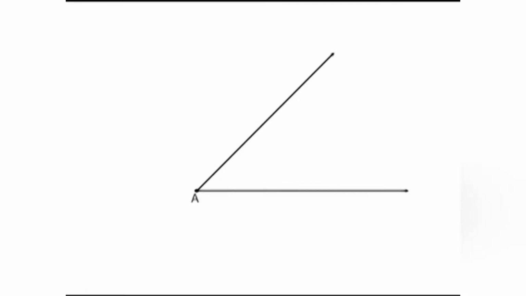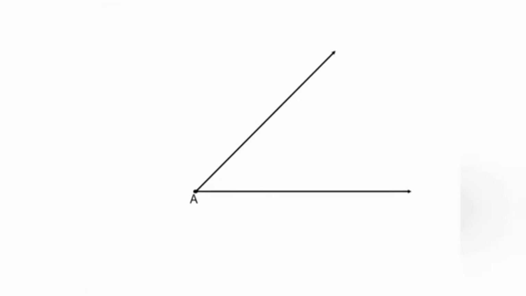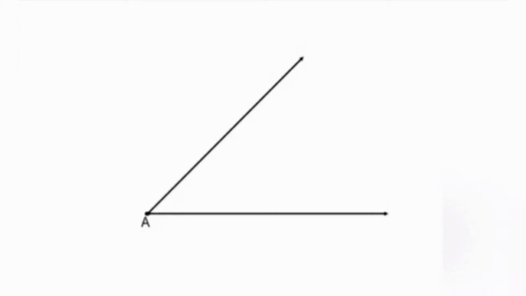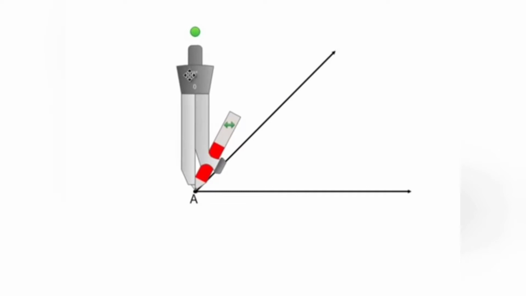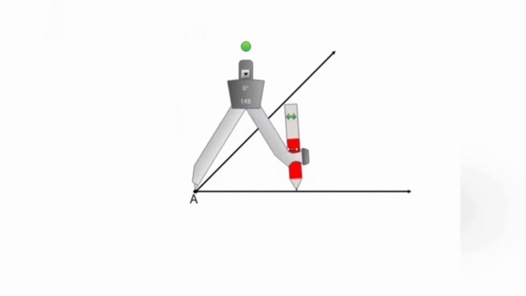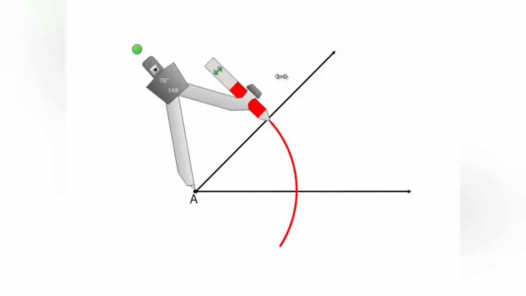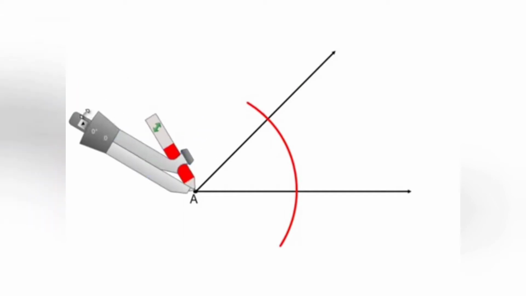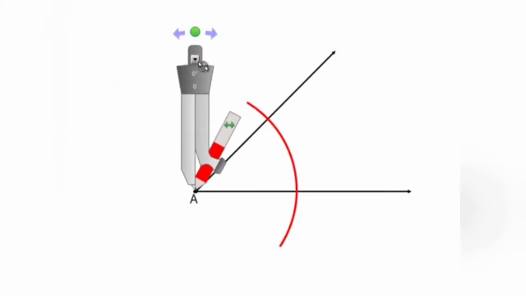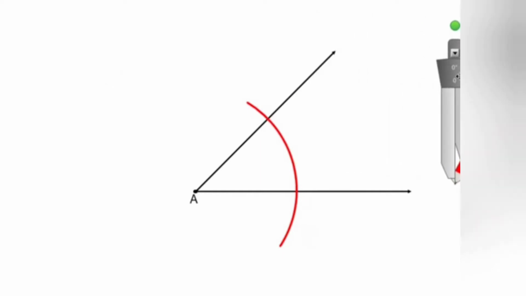Now, if you have an angle formed at point A, A is the vertex of this angle. To bisect this angle, place your compass needle at point A, which is the vertex. Extend it to cut the two line segments that form this angle. So let's label the two points of intersection B and C.